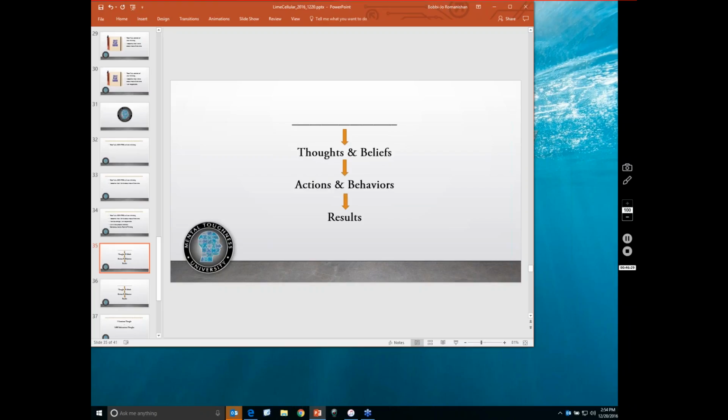Now, if you look at the top, there's one part of the magic formula still missing, that blank line above the words thoughts and beliefs. So if our thoughts and beliefs create our actions and behaviors, and our actions and behaviors create our results, where then do our thoughts and beliefs come from? Okay, how do we get those? And let's see if we can get some answers in the chat box.